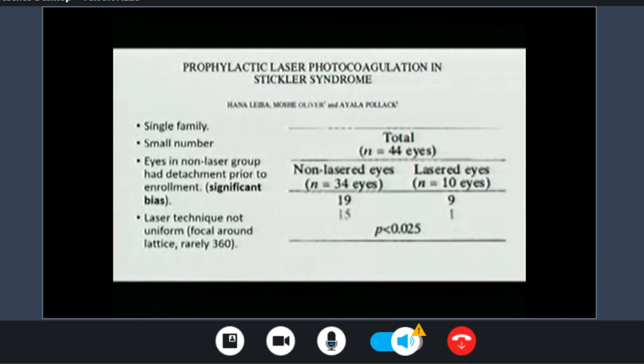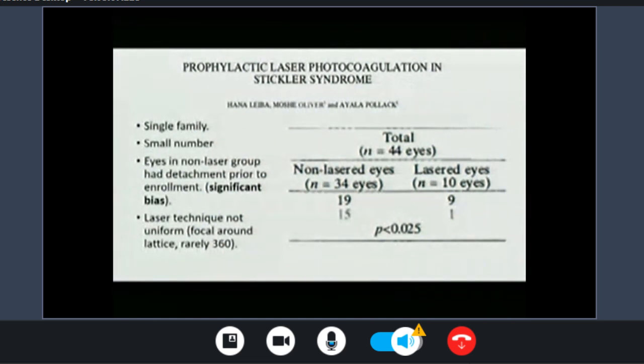This is another study that evaluated prophylactic laser photocoagulation, and actually this is one of the important ones. The total number is 44 eyes, divided into 34 no laser, 10 with laser, and 15 of the 34 detached in the non-laser eyes. However, this is a single family, small number, and this is the most important point in this study. Eyes in the non-laser group had detachment prior to enrollment.